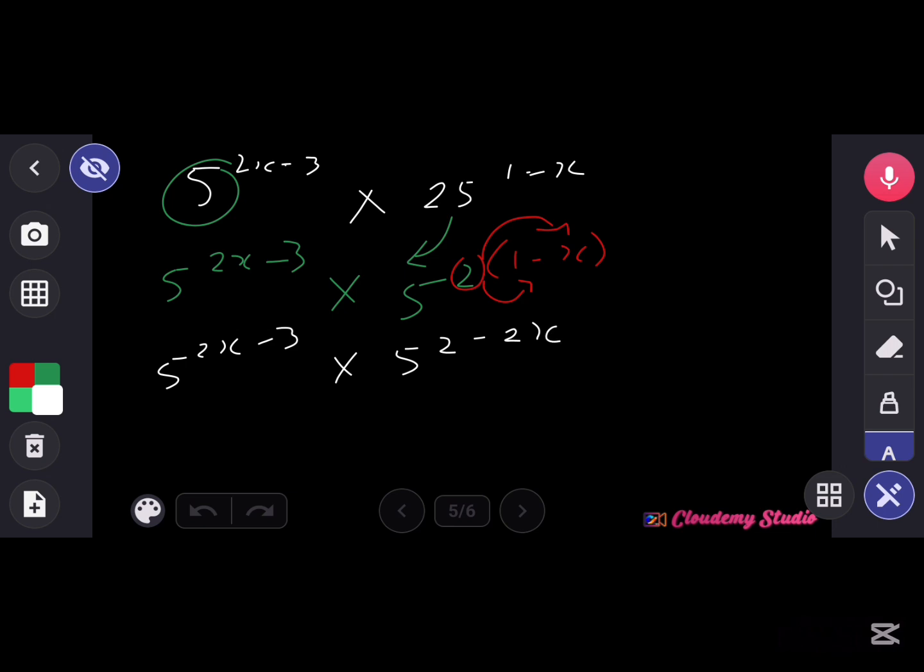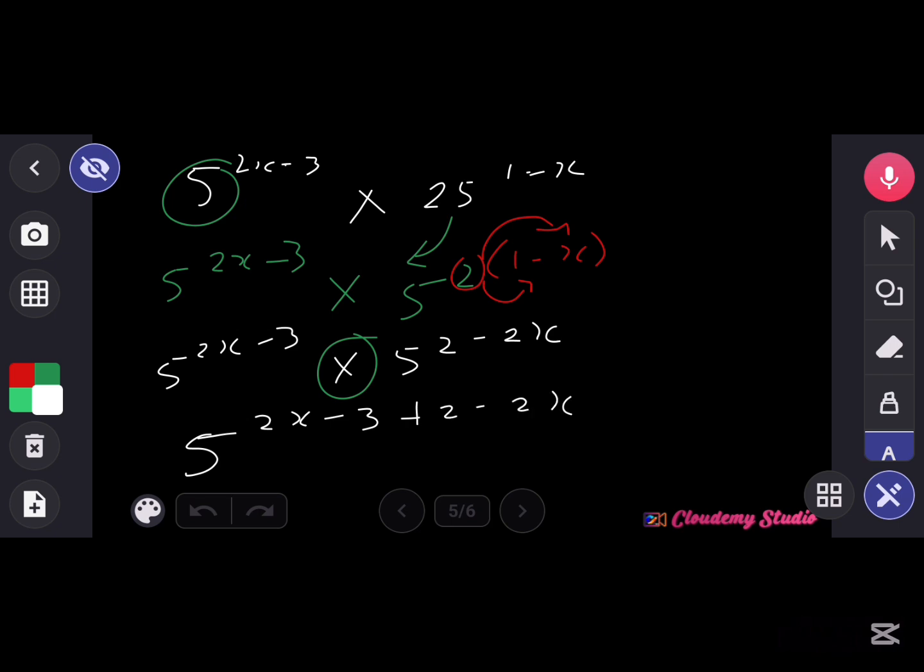We have this already. Now, since we have multiplication here, and we know that from the law of indices, a^m multiplied by a^n equals to what? a^(m+n), right? We know this. Therefore, since we have both 5, we can put only one of them, then we add the powers together. Therefore, we're going to have what? 5 raised to power 2x minus 3 plus 2 minus 2x, right?